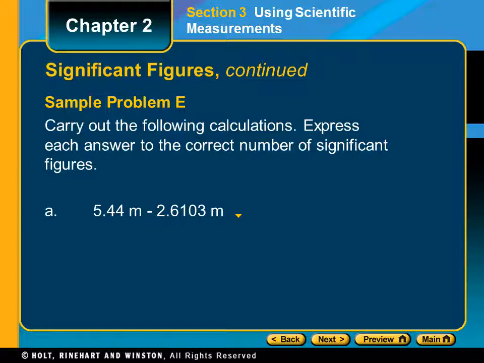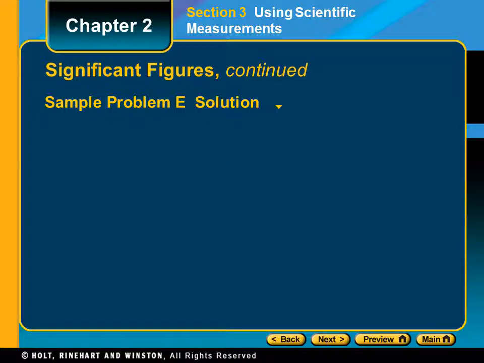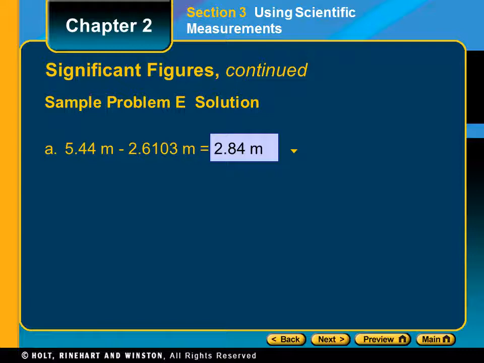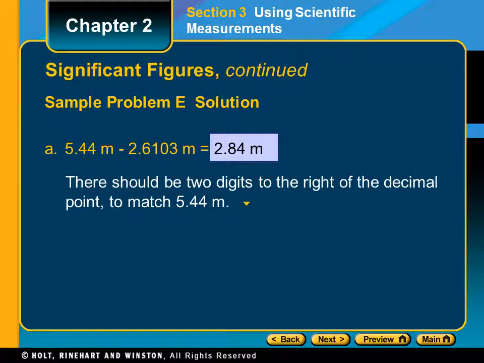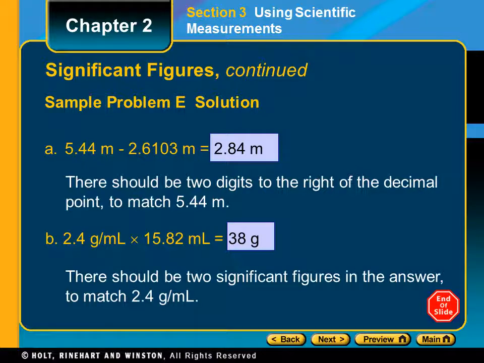5.44 meters minus 2.613 meters. 2.4 grams per milliliter times 15.82 milliliters. What does this look like? In the first one, you do it. Now your answer would appropriately and properly be 2.84. There should be 2 digits to the right of the decimal point to match the 5.44 meters. In the second one, your answer would appropriately be 38 grams. There should be 2 significant figures in the answer to match the 2.4 grams per milliliter.